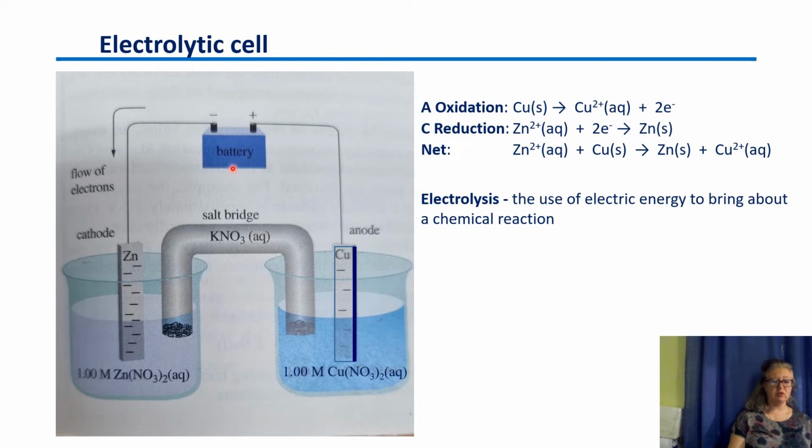The electrons are forced into the zinc electrode, the cathode, and removed from the copper anode. The net reaction in this case is the reverse of the voltaic cell reaction. The mass of the zinc cathode increases during this process, whereas that of the copper anode decreases. So the electrolytic cell works in this way.